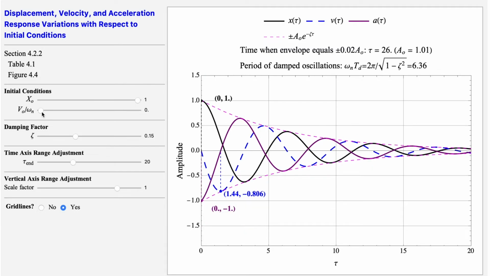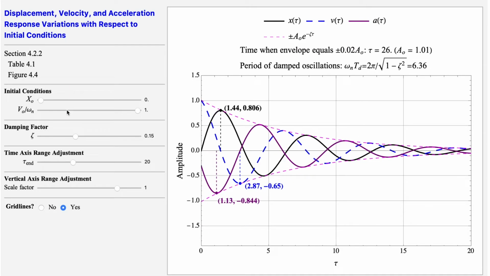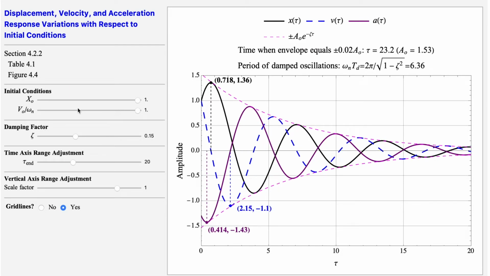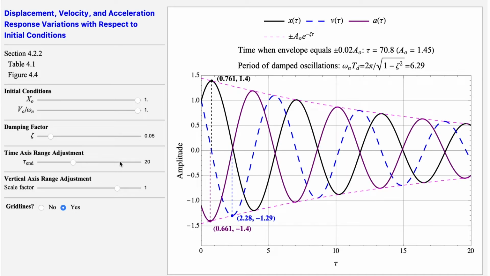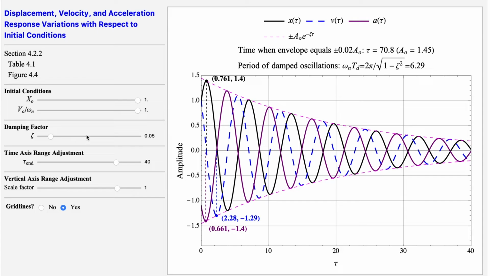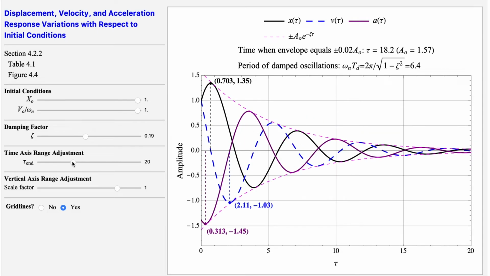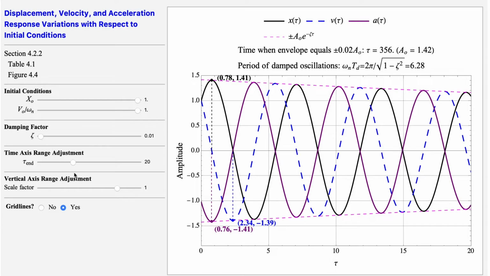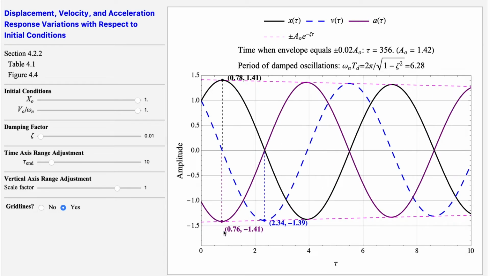Different scenarios can be examined: initial displacement only, initial velocity only, damping factor. Note axis adjustment capability. The time-varying magnitudes always stay within the exponential envelope. As the damping factor approaches zero, the acceleration becomes 180 degrees out of phase with respect to the displacement.